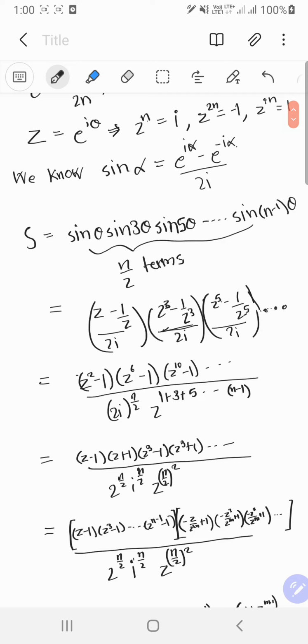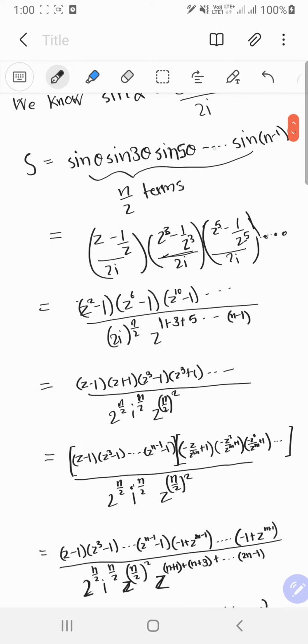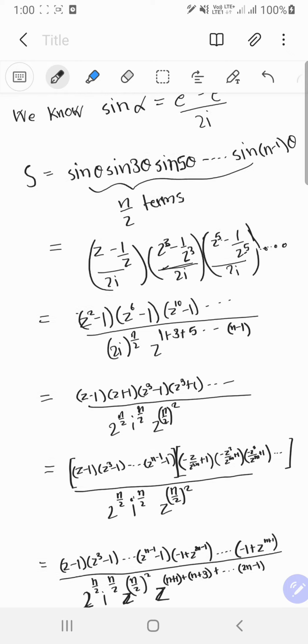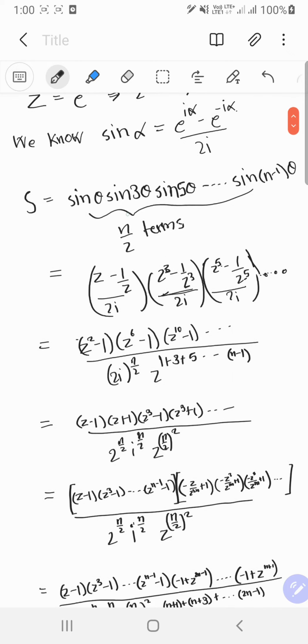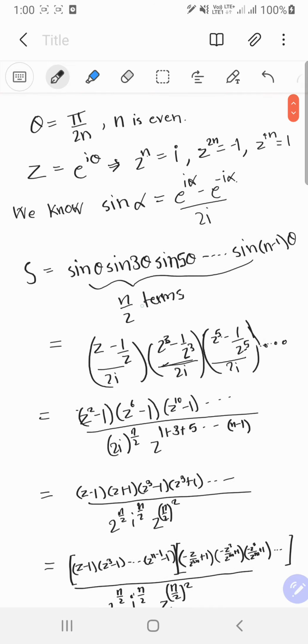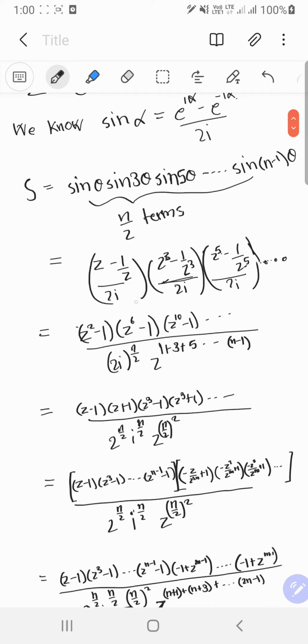And now let's get to it. So sine 3 theta, sine 5 theta, and so on. We're going to write it like this using this formula. Sine 3 theta will be e power i 3 theta minus e power minus i 3 theta, and that's basically e power i theta to the power of 3. So that's going to be z cube minus e power minus i theta to the power of 3, which is z power minus 1 to the power of 3, so 1 upon z cube. So you can write it like this.